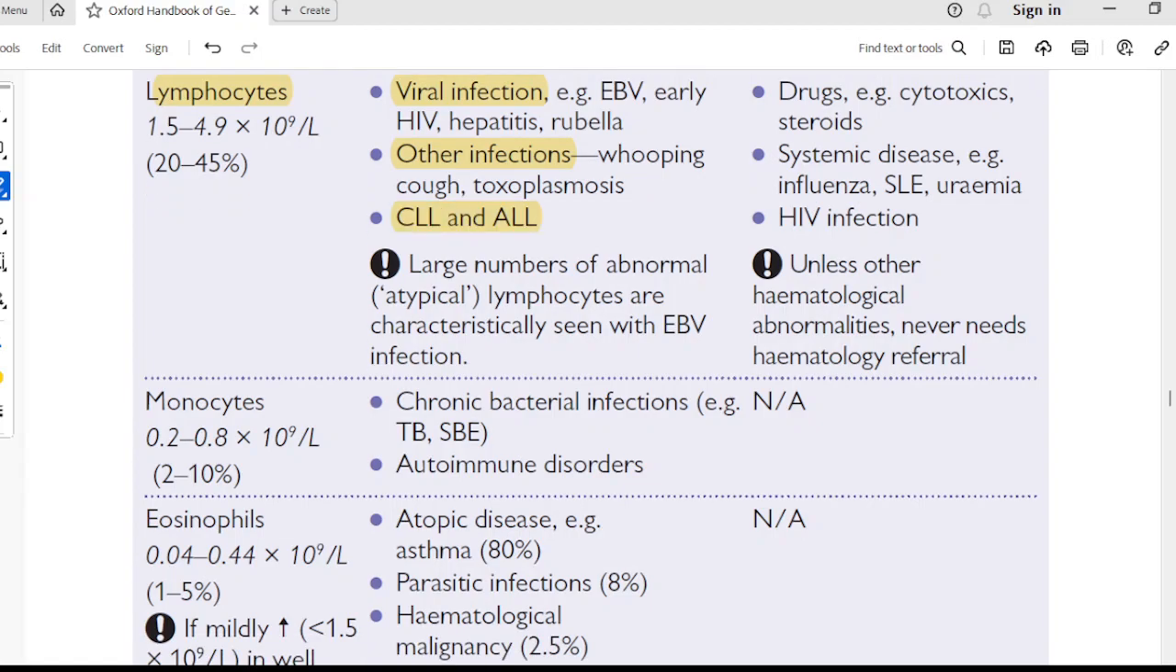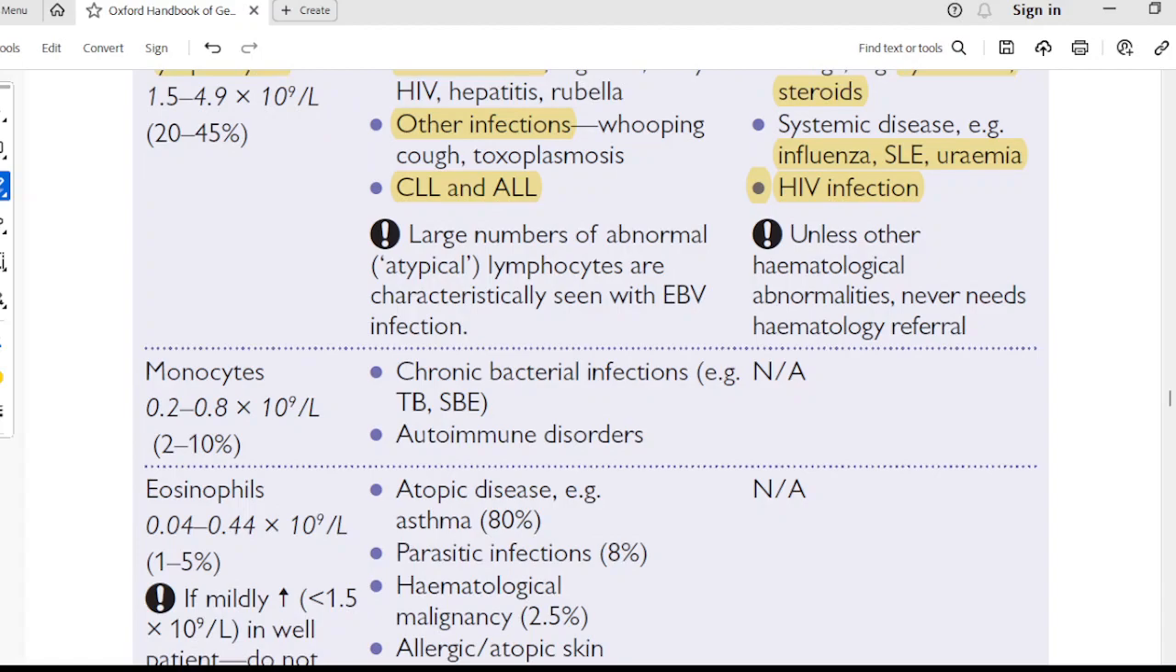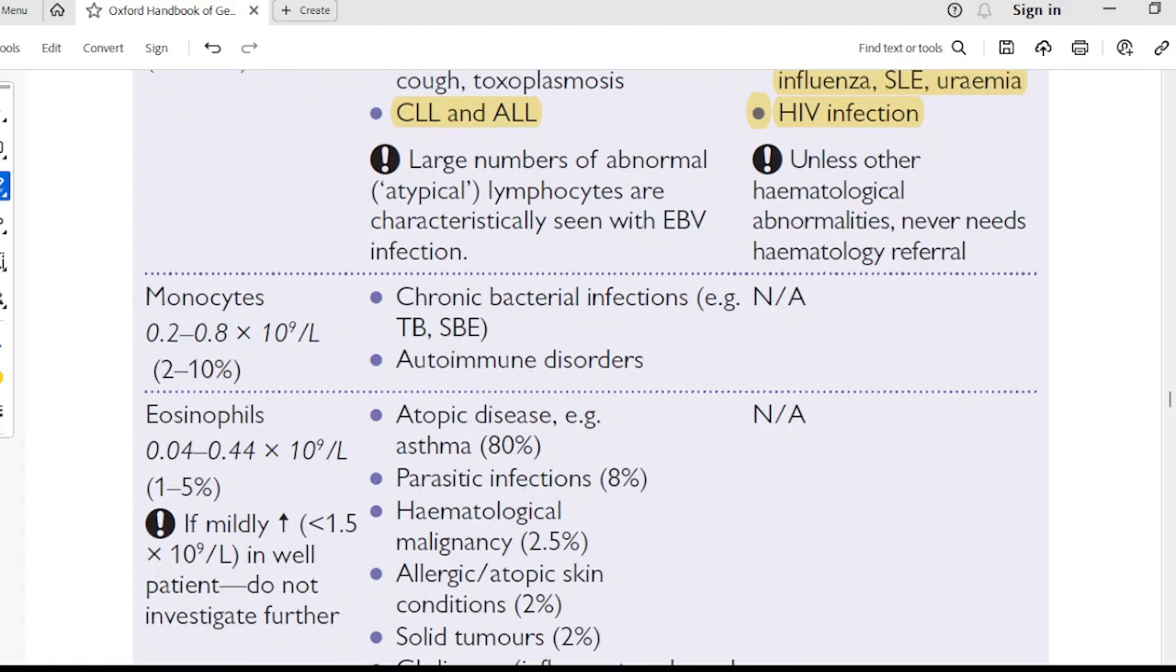CLL and ALL also raise lymphocytes. A large number of abnormal, atypical lymphocytes is characteristically seen with EBV infection. Drugs, for example cytotoxic drugs and steroids, will decrease the lymphocyte lineage. Systemic diseases like influenza, SLE, uremia and HIV infection decrease the lymphocyte count. Unless there are other hematological abnormalities, a decreased leukocyte count never needs hematology referral.